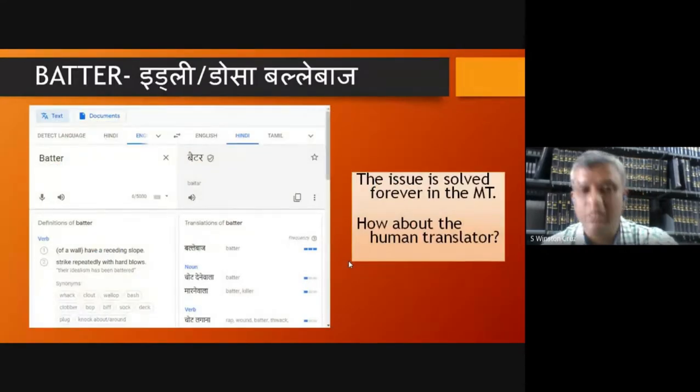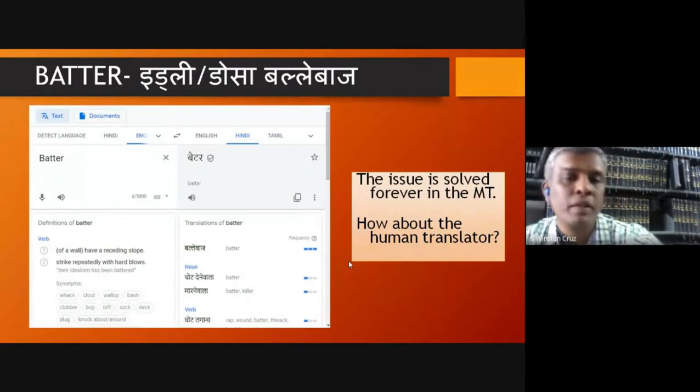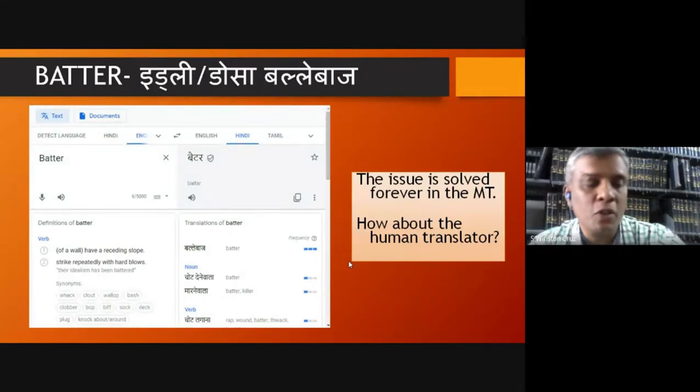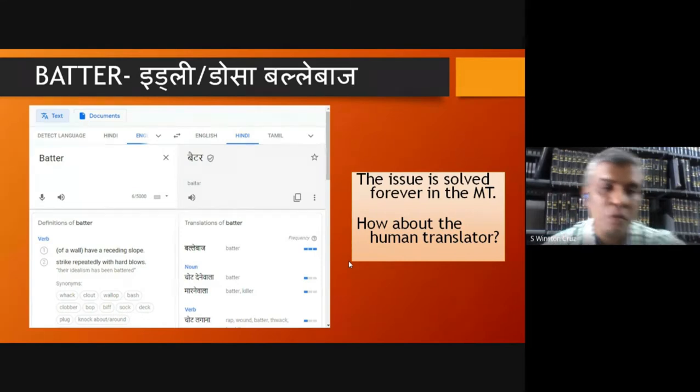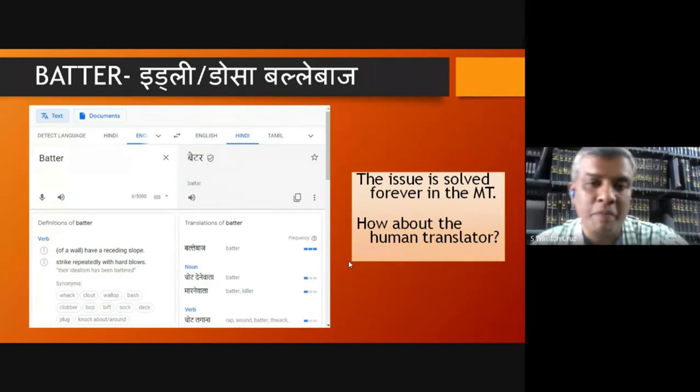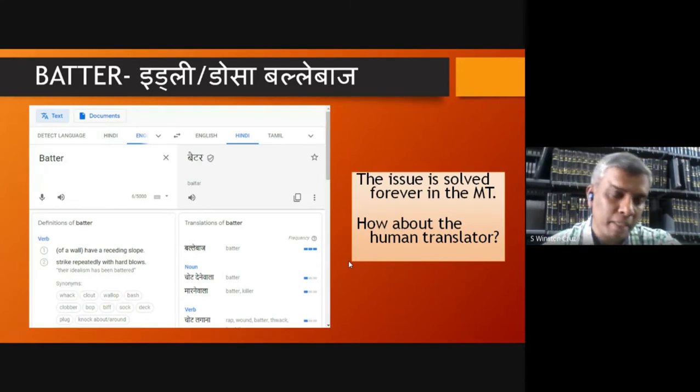Since we are already half an hour over, now you see, we saw a problem with idli dosa batter saying idli dosa ballebaz, right? Now idli dosa batsman. What can happen here? As a human translator, sitting in front of this and having got that result, I can change it and feed it to the machine. Like we said, we can use a training set as well as a testing set.